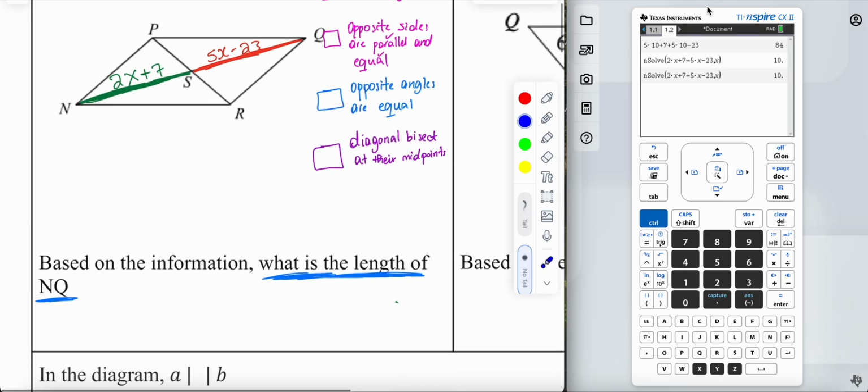All right? So to find NQ, we're going to have to add whatever NS is equal to, so 2x plus 7, and then we're going to add SR, which is 5x minus 23. So pretty much we're just going to be combining these two to find NQ.